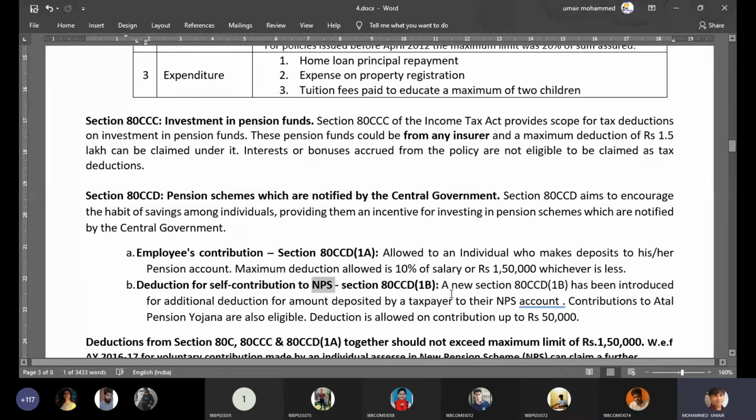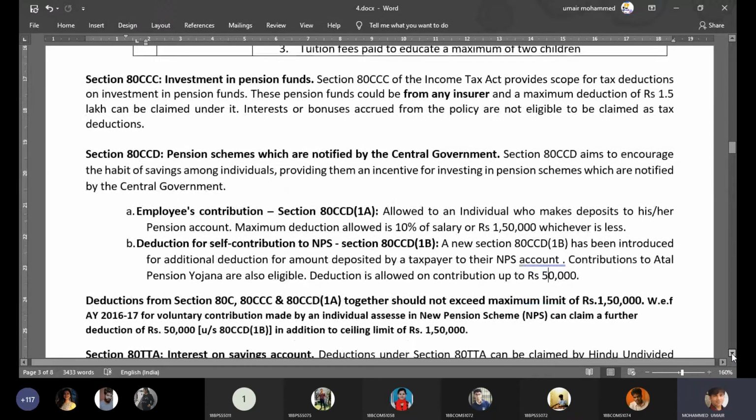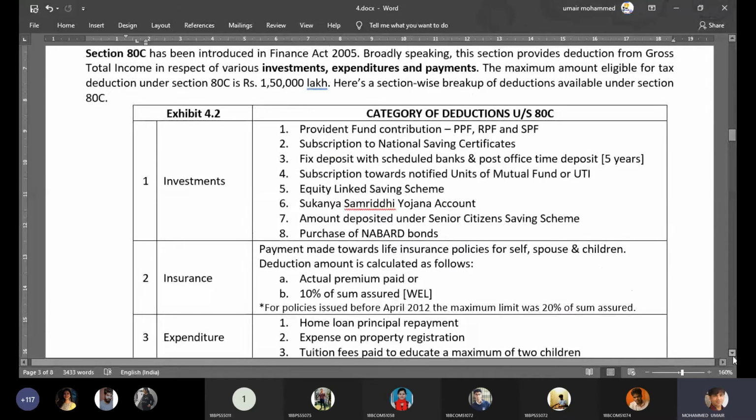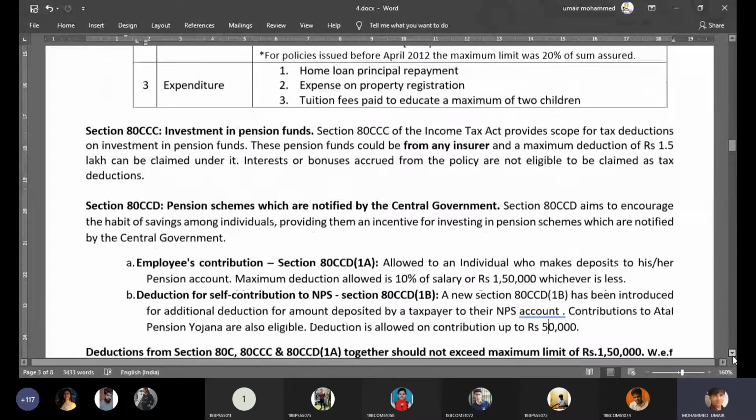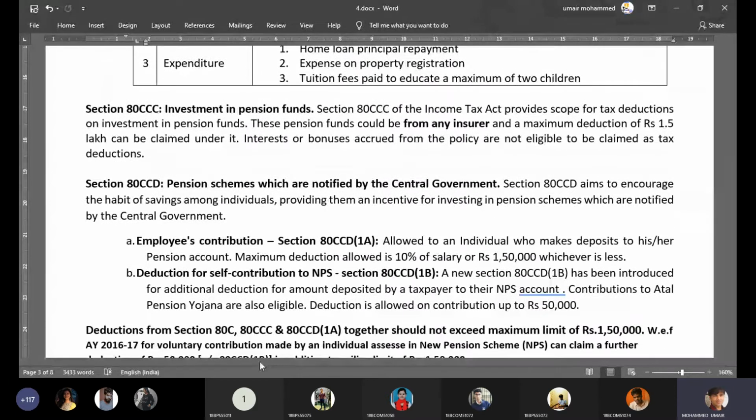Now the benefit of this National Pension Scheme and also contribution to Atal Pension Yojana is that you get an additional deduction of 50,000. Now what it means is that you have to refer to this last sentence here. This is important. If you see, it says the maximum deduction that can be claimed under section 80C, 80CCC and 80CCD1A, all three put together, is 1,50,000.